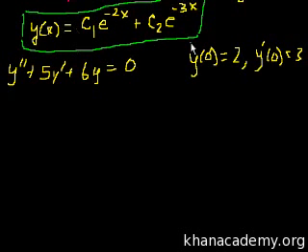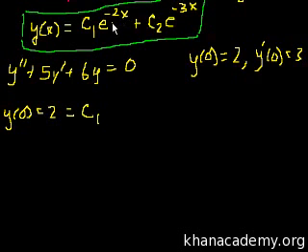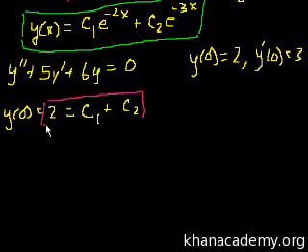Well, let's just use the first initial condition. y of 0 is equal to 2, which is equal to, essentially just substituting 0 into this equation. So it's C1 times e to the -2 times 0. That's essentially e to the 0, so that's just 1. So it's C1 times 1, which is C1, plus C2 times e to the -3 times 0. This is e to the 0, so it's just 1, so plus C2. So the first equation we get when we substitute our first initial condition is C1 plus C2 is equal to 2.